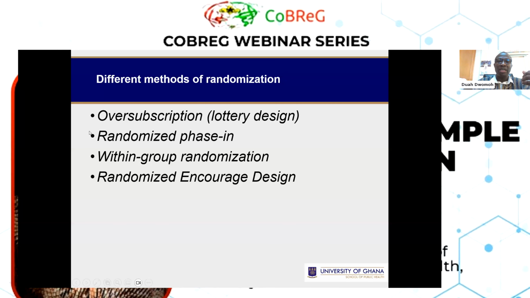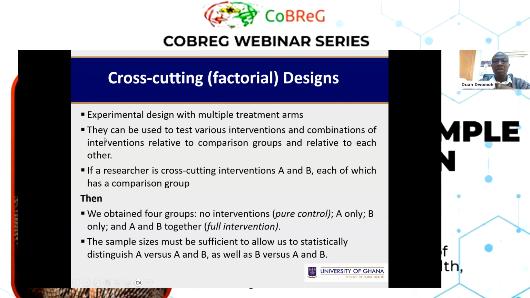And that is what we call randomized encouragement design. Okay. Now we also have what you call cross-cutting or factorial design. Now, in the context of cross-cutting or factorial design, this is what we mean. Usually, you see that in experimental studies, you have the intervention and then the control. You have intervention A, and then you have intervention B.